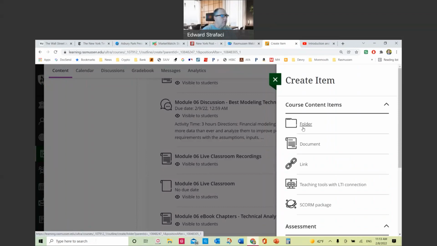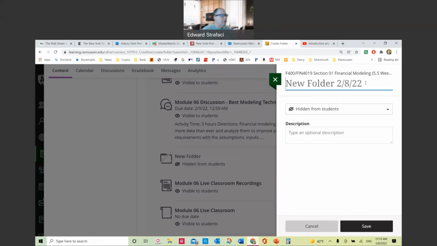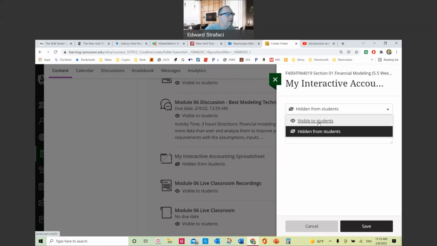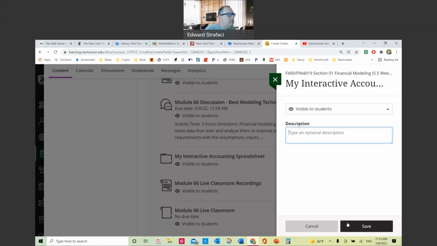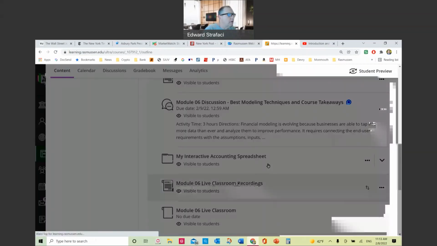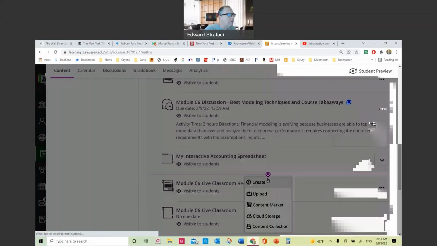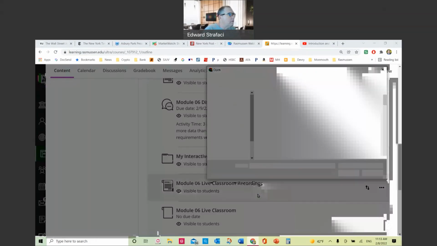a document or a folder. That's how you do it. So you can see how I actually put things together. And my interactive accounting spreadsheet. This way, I'm gonna make that visible. I'm gonna save it here. I'm gonna upload it.